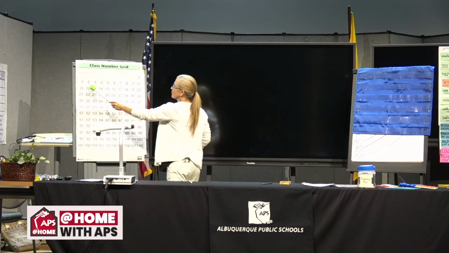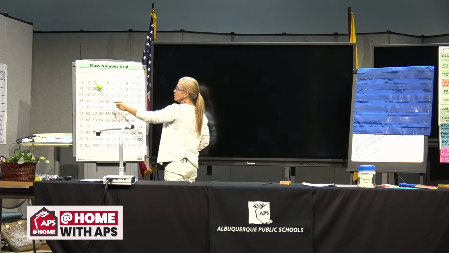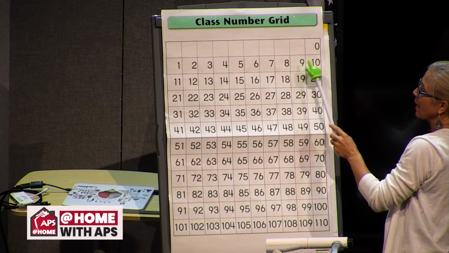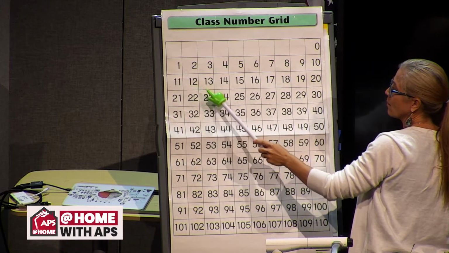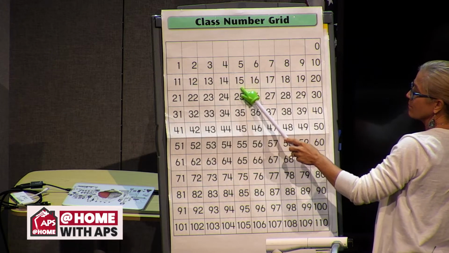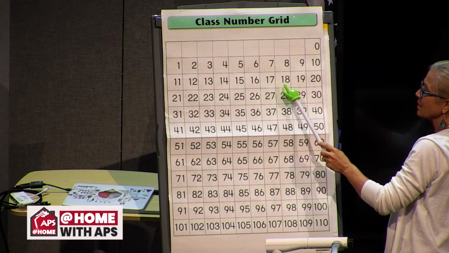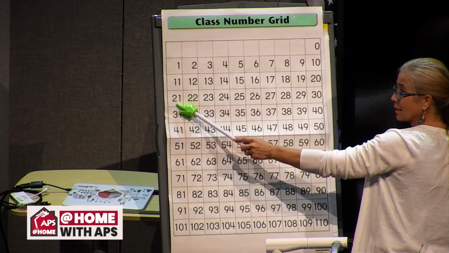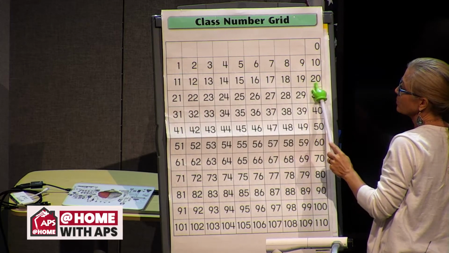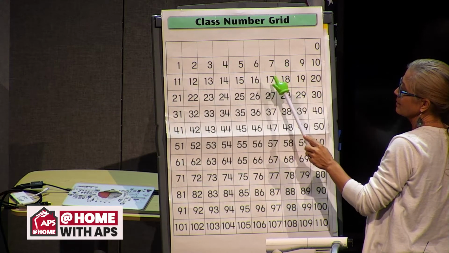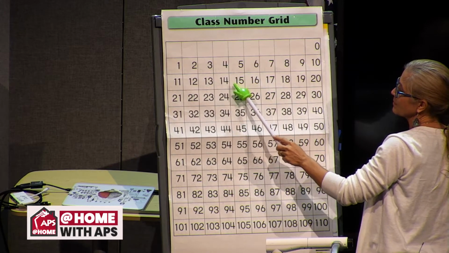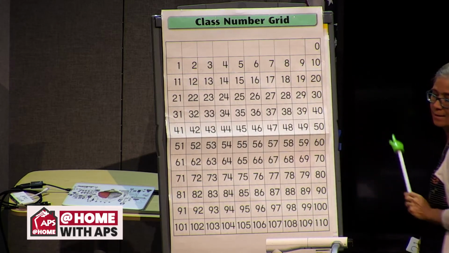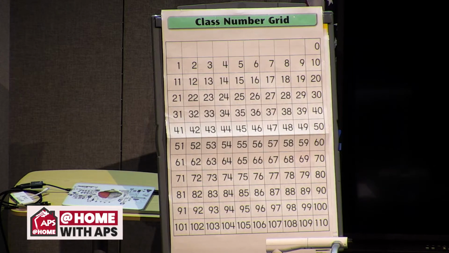All right, so let's count forwards. 1, 2, 3, 4, 5, 6, 7, 8, 9, 10, 11, 12, 13, 14, 15, 16, 17, 18, 19, 20, 21. Now we're going to go backwards. 21, 20, 19, 18, 17, 16, 15, 14, 13, 12, 11, 10. We're going to stop there. That's what our deck of cards is going to be.